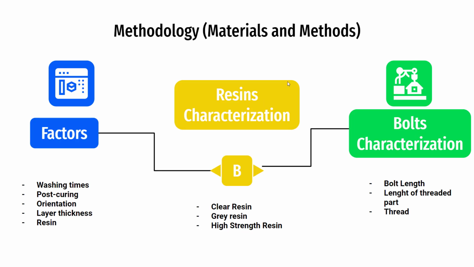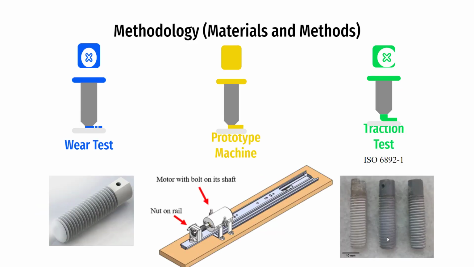Okay, we have a methodology for our job. Number one is important factors, for example, washing times, post curing orientation, layer thickness, and resins. Number two, resin characterization: clear resins, gray resins, and high strength resin. Number three, bolt characterization, and bolt length, length of thread, and thread.